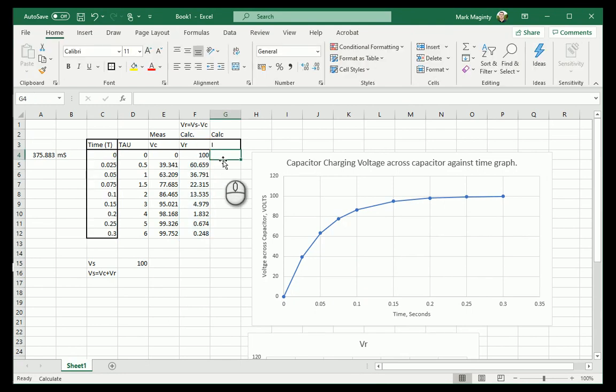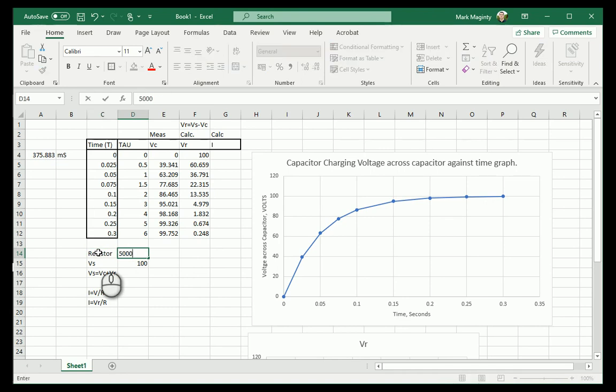The last column here is I. So to calculate current, Ohm's law, I is equal to V over R. Now the voltage that we're talking about here in this particular instance is the voltage across the resistor. So, slightly more technically, I is equal to VR over R, the resistance value. So that means we need to know what the value of the resistance is as part of my calculation. Now the resistor equaled 5,000, or 5 kilo ohms. It's easier typed in as a whole value.